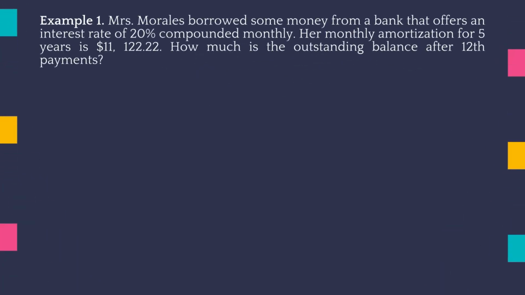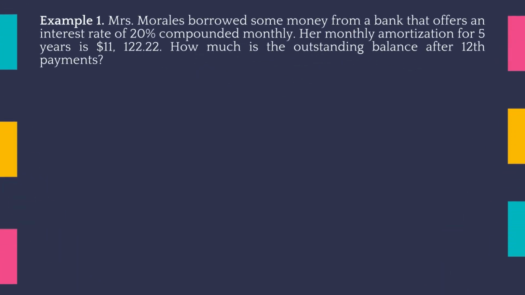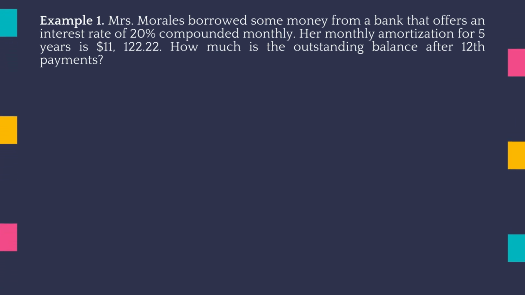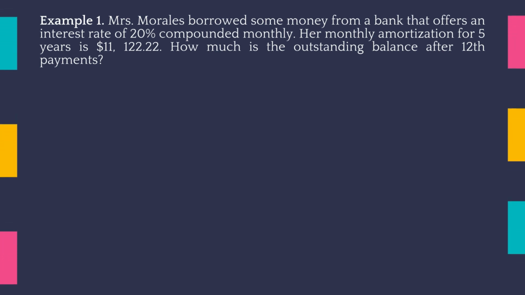Here are some examples for determining outstanding loan balance. But first, I'm going to use the prospective method in this example. Example number 1. Mrs. Morales borrowed some money from a bank that offers an interest rate of 12% compounded monthly. Her monthly amortization for 5 years is $11,122.22. So how much is the outstanding balance after 12 payments?